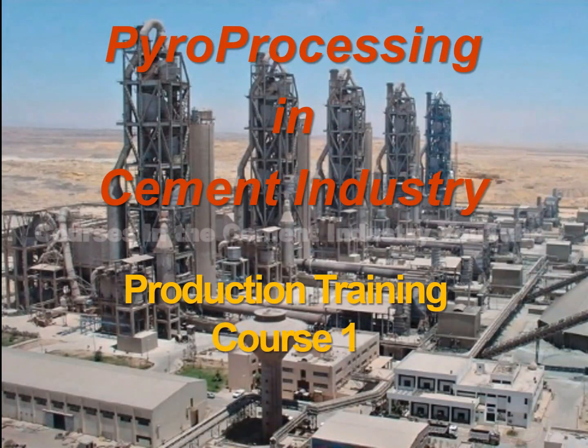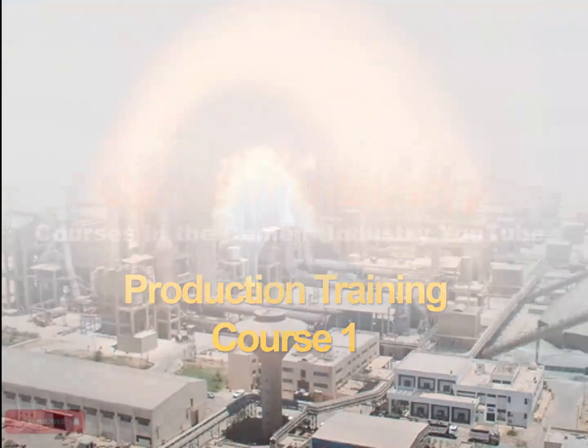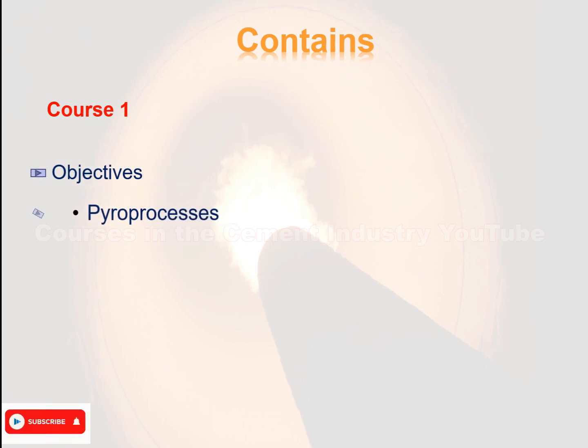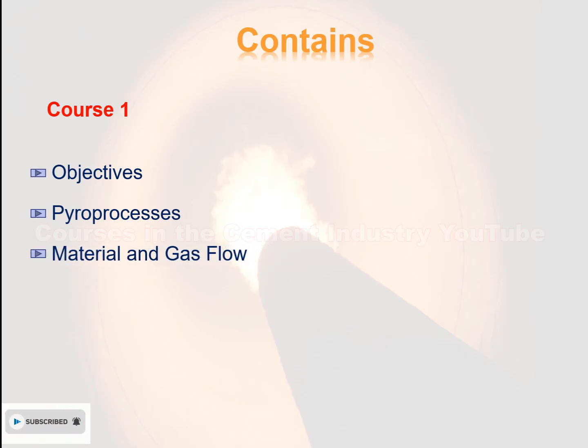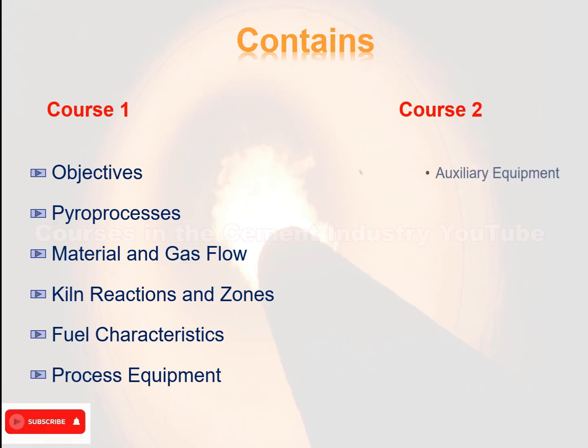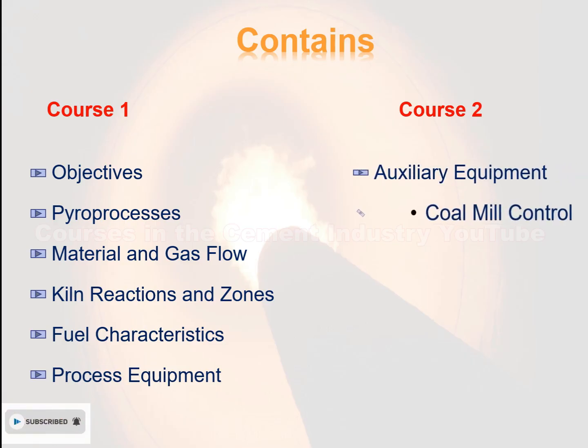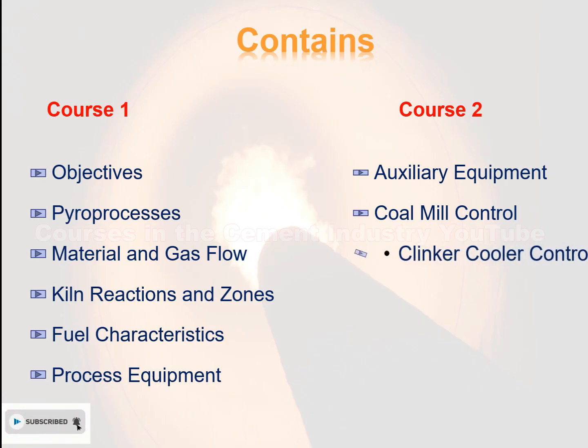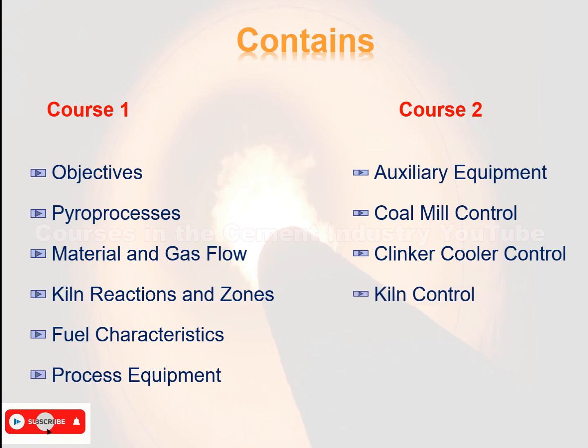Course 1. This subject will contain the following. Course 1 objectives: pyroprocesses, material and gas flow, kiln reactions and zones, fuel characteristics, process equipment. Course 2: auxiliary equipment, coal mill control, clinker cooler control, kiln control.